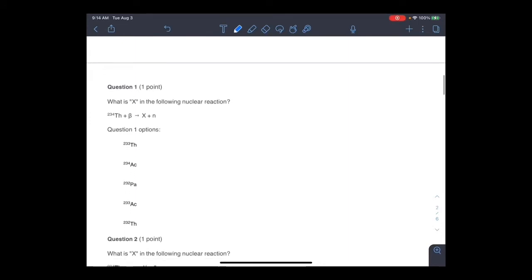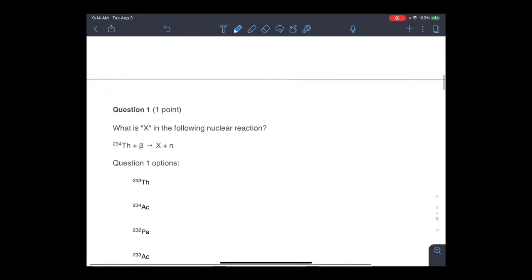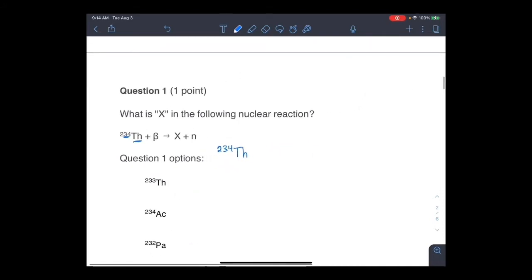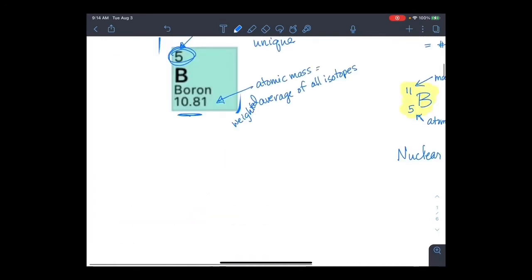In this nuclear reaction, it's written in this fashion. Let's go ahead and start with it. I see thorium 234. That means that is the isotope of thorium which has a mass number of 234. I would want to complete this symbolism by finding out the atomic number of thorium.